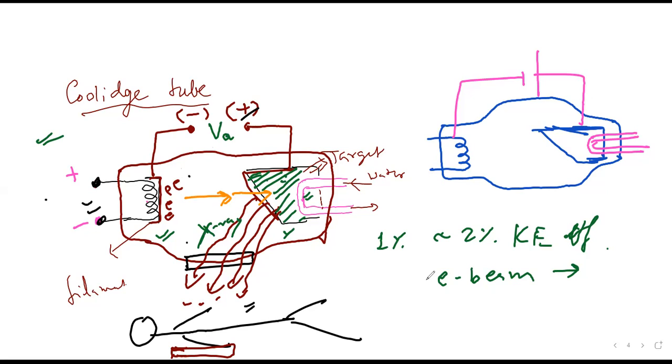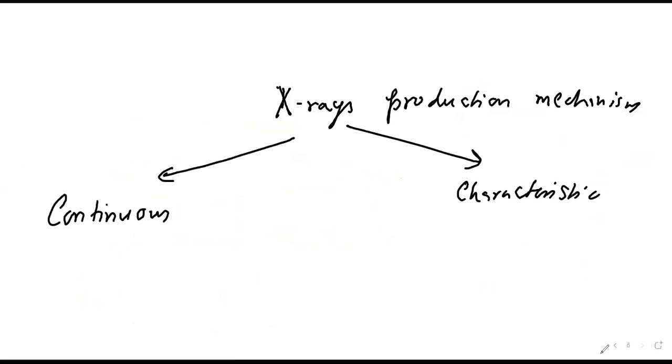Now, when these X-rays are analyzed over a particular graph, the graph looks like this: intensity of the X-rays versus wavelength of the X-rays. It has been found to look something like this.